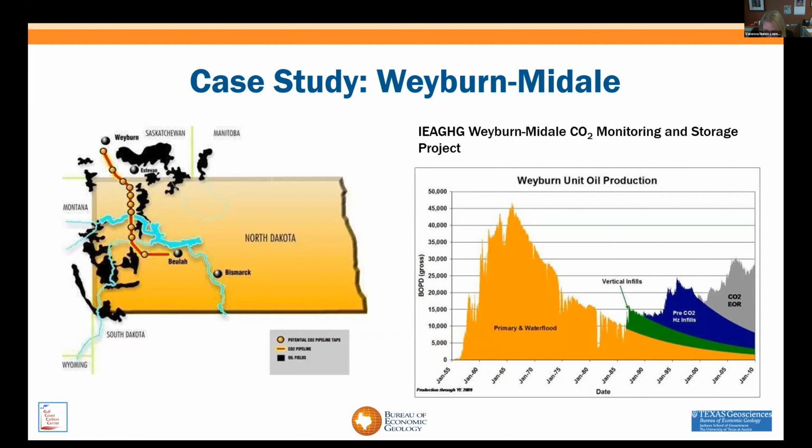The field is located in Saskatchewan, Canada. It started CO2 injection in October 2000, and it still continues to produce from both the Weyburn and the Midale oil fields at a rate of 14,000 barrels of oil per day.